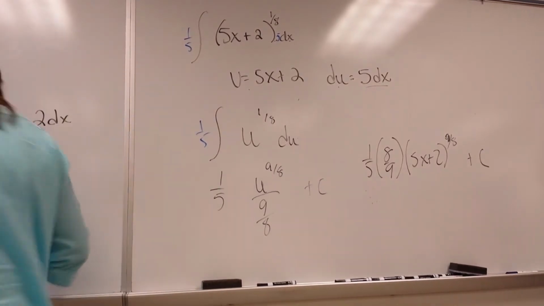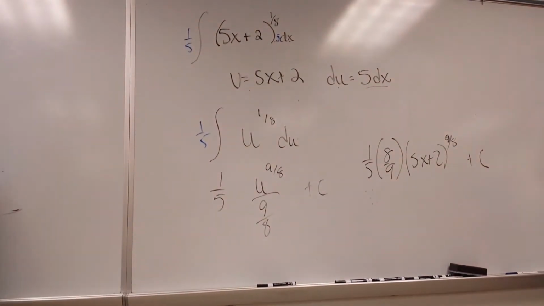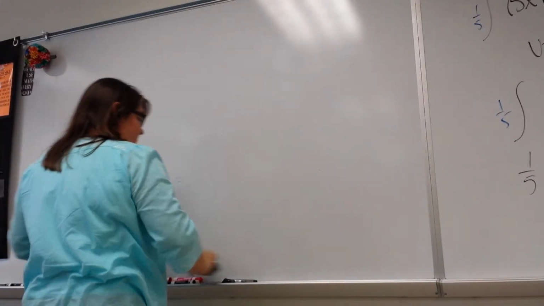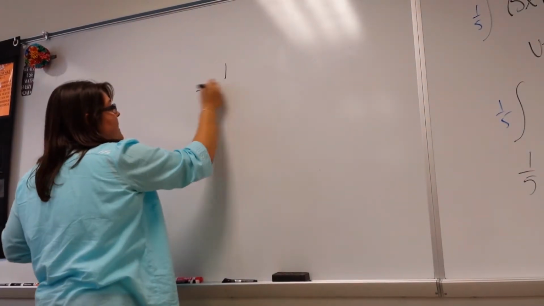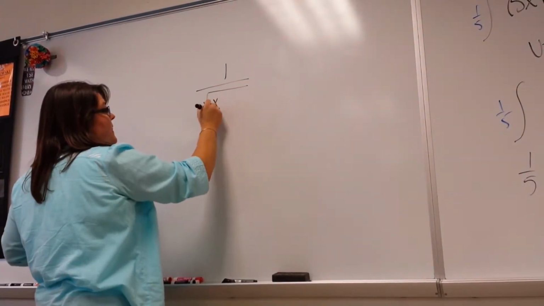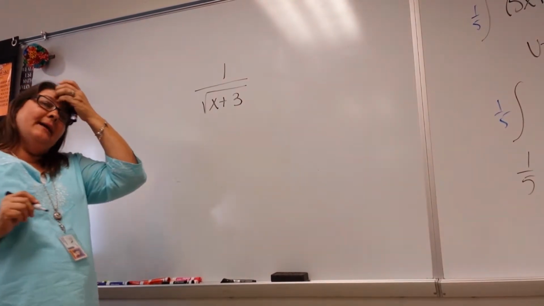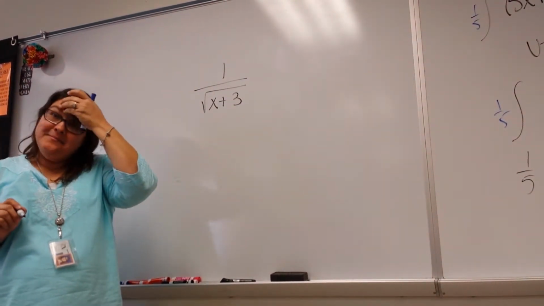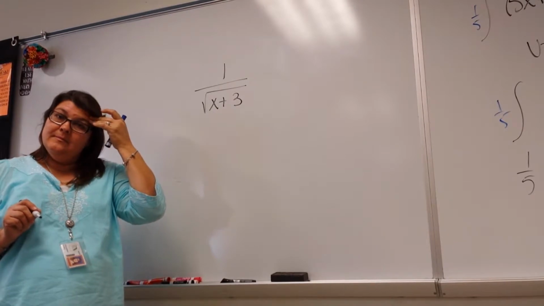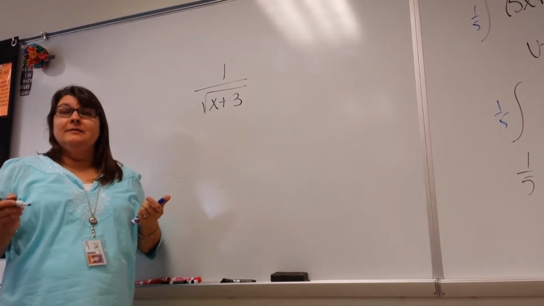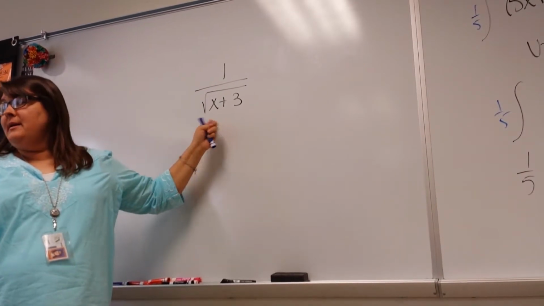How about this, guys? I think this might be one you would see. How would I integrate that? It would be 1 times x plus 3 to the negative 1/2. That's exactly right. This is exactly one that you might see on an AICE exam.